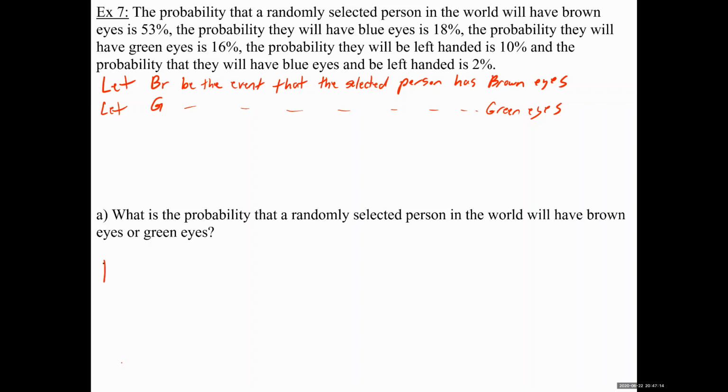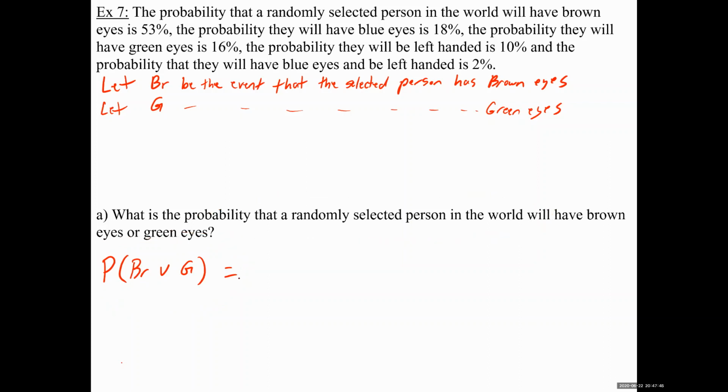So probability what? BR or G. Right, so just like that. You can write the word or instead of this if you want, it's up to you. But yeah, so again, 2 extra things you have to do in this problem that you didn't have to do in the first 5 examples. Write down letters for events if I don't write them for you. And write down the mathematical notation for the question if it's written in words instead of in notation.